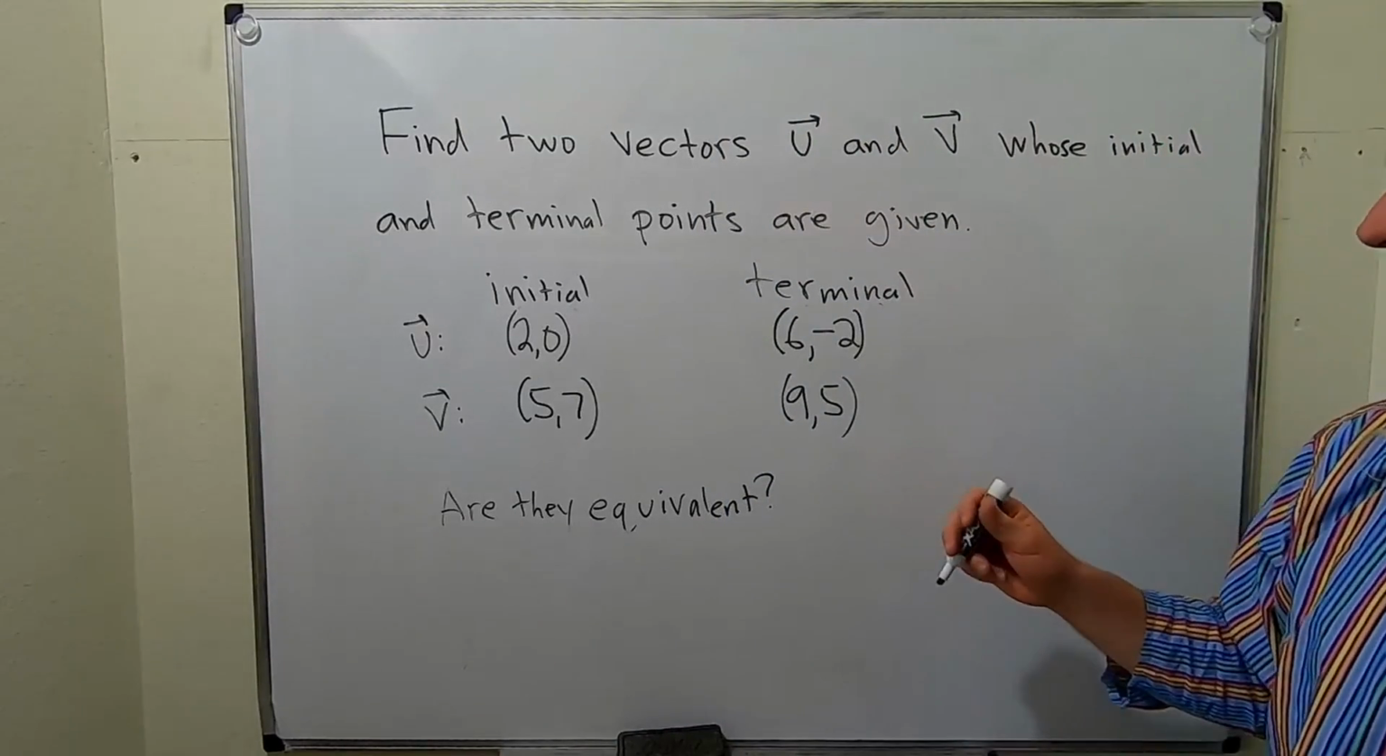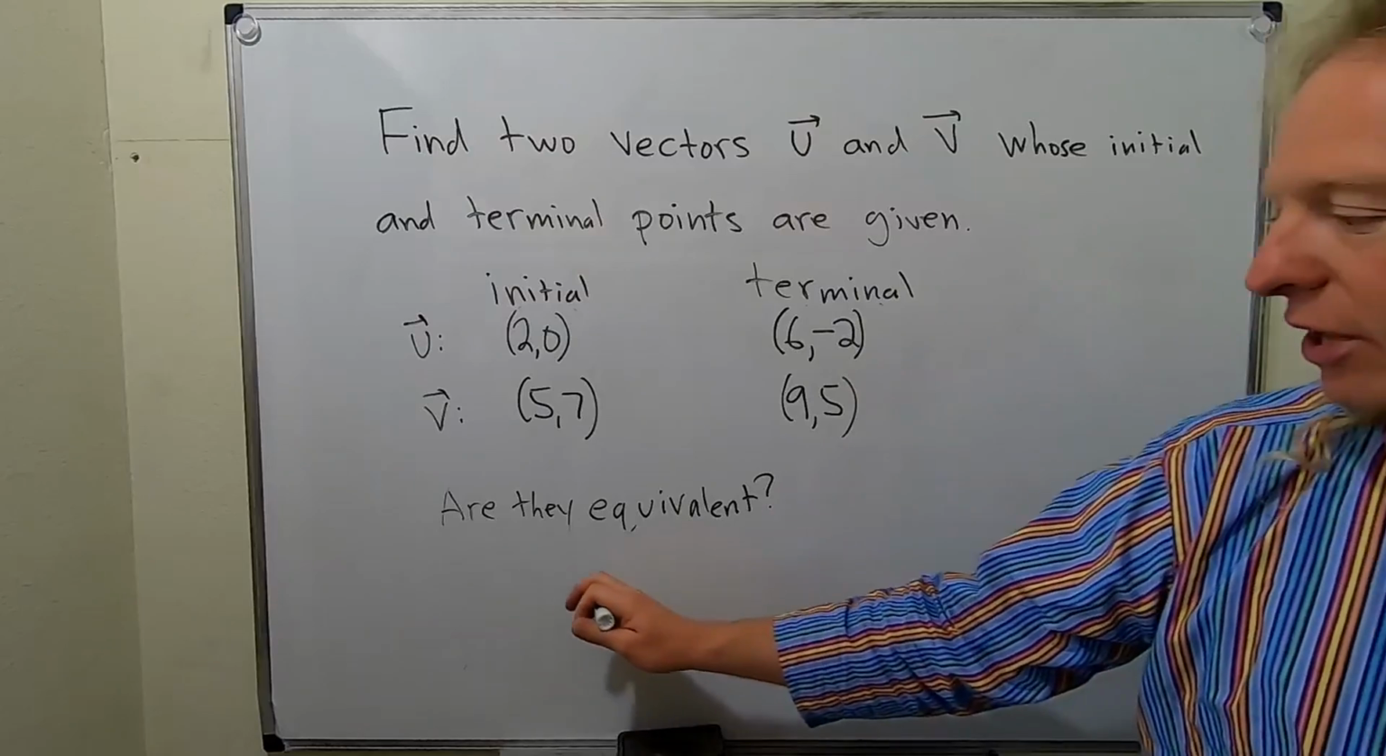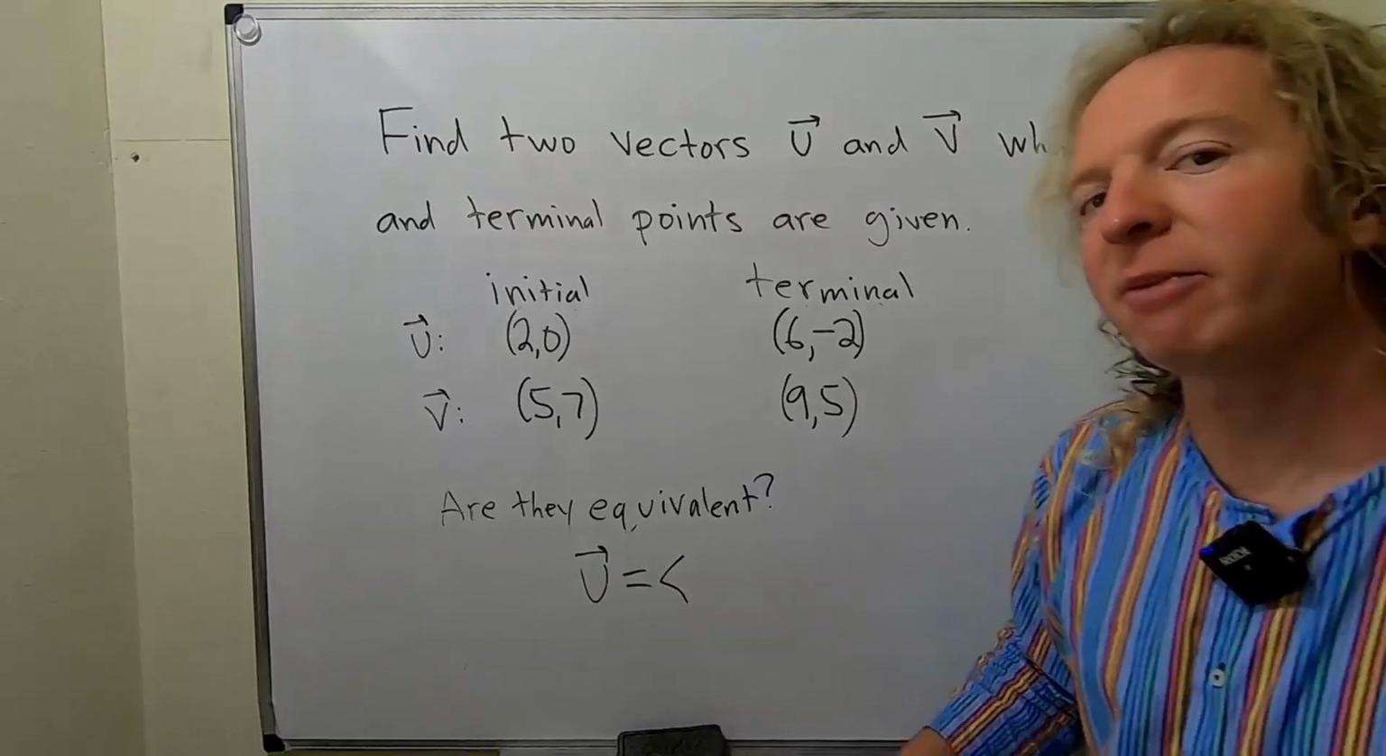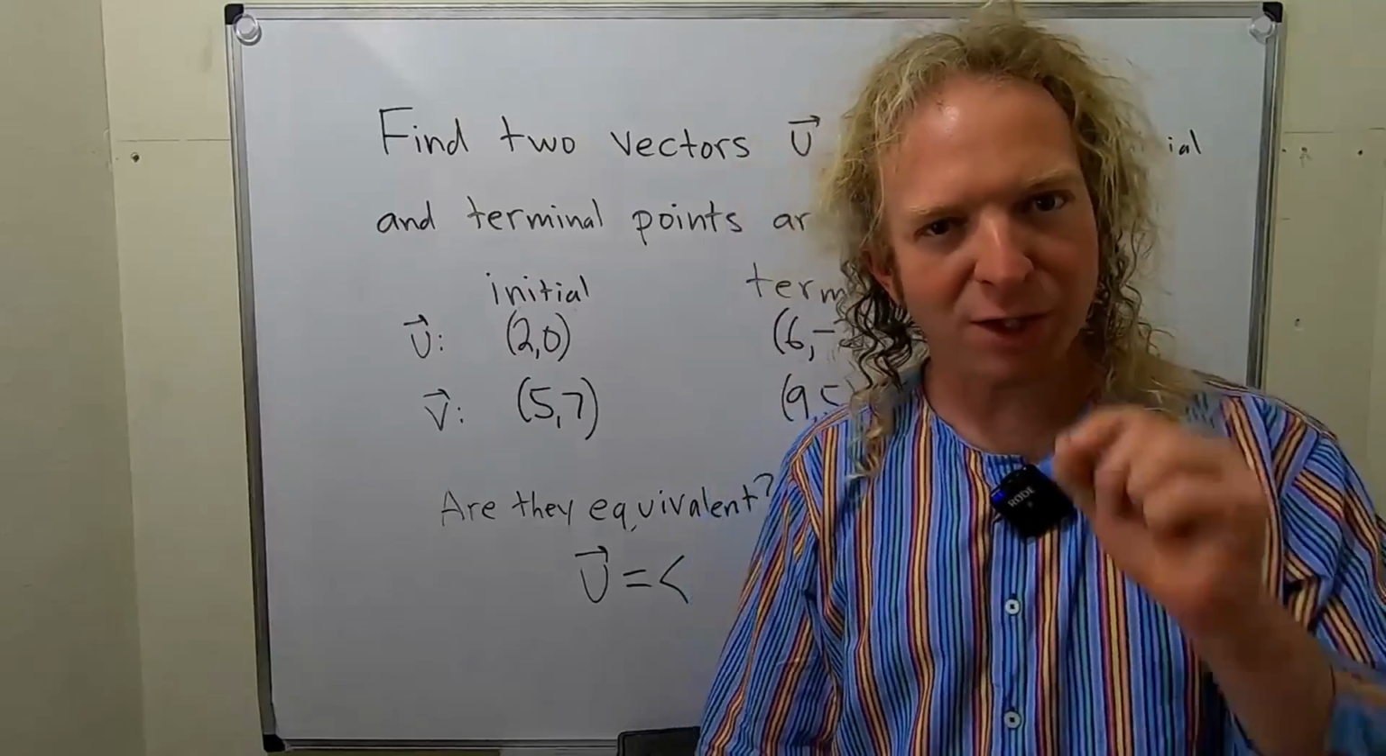So let's go ahead and find u and v. To do that, all we have to do is subtract. The formula is always going to be terminal minus initial.